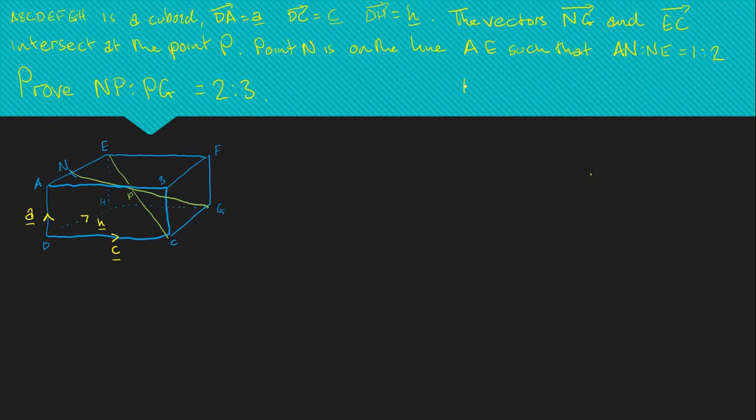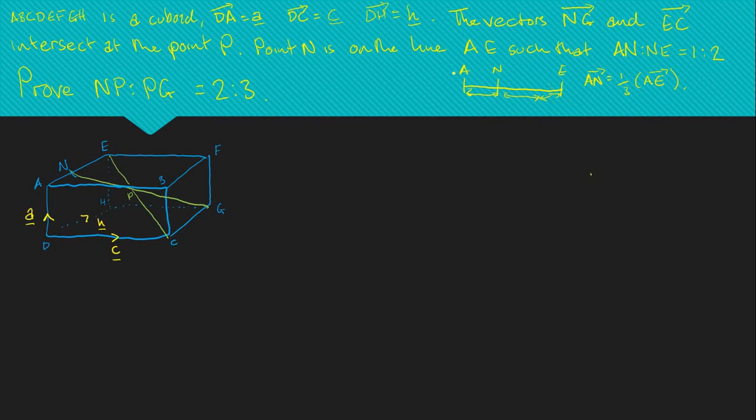Now when that happens, if we've got A to E here, and we've got N there, this here is one chunk and this here is two chunks. It's in the ratio 1 to 2. Now what that means is that A to N will equal 1/3 of A to E.